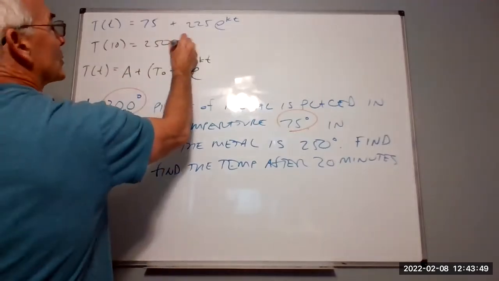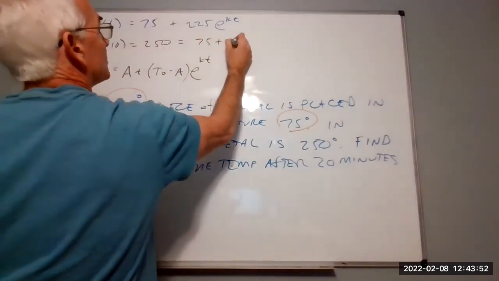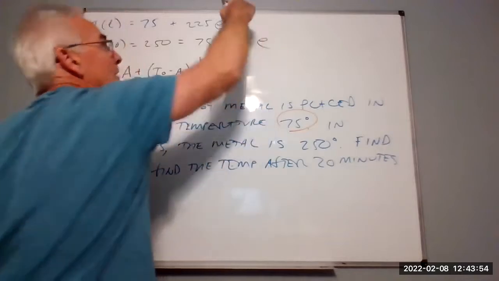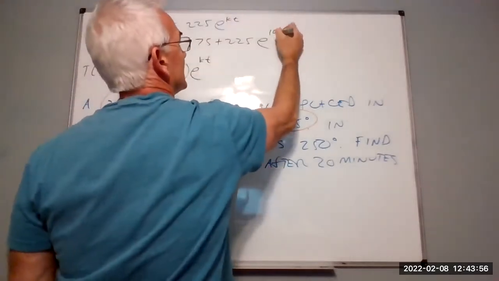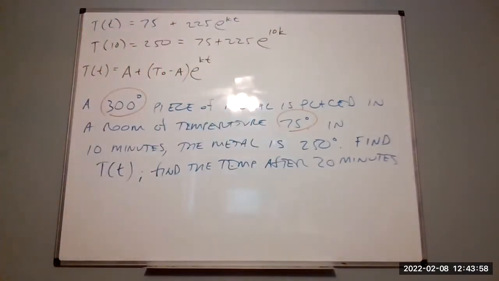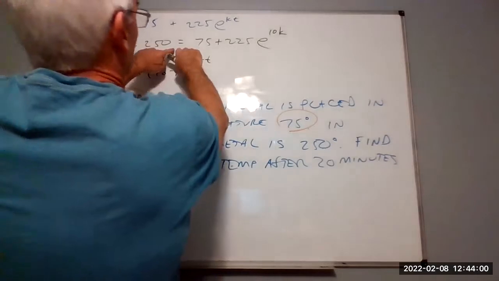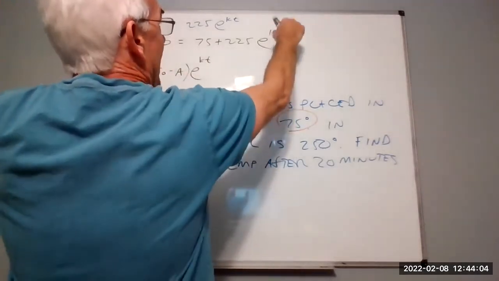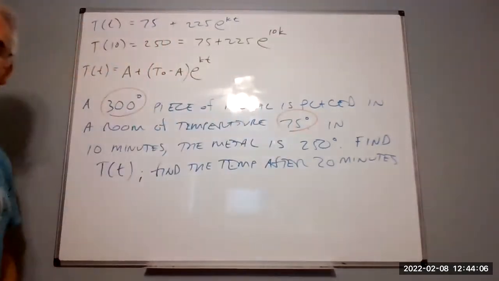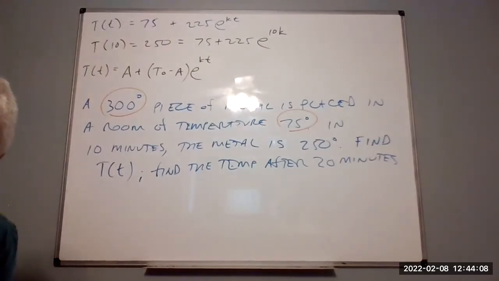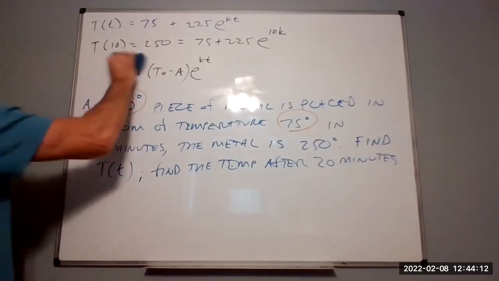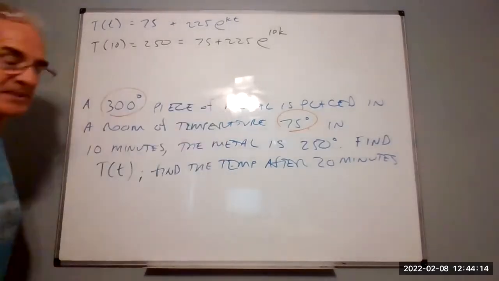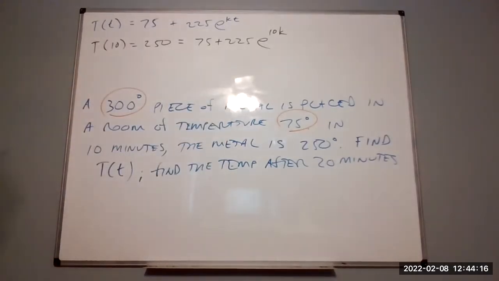Okay, now look at the right side. That's 75 plus 225 e to the 10k. I'm replacing t with 10. Everyone sees this? From this equation right here, that's the only unknown, so I can now solve for k. And when I solve for k, the rest of the problem will just fall into my lap. So let me erase this. I don't like erasing things as I go, but I need the space.